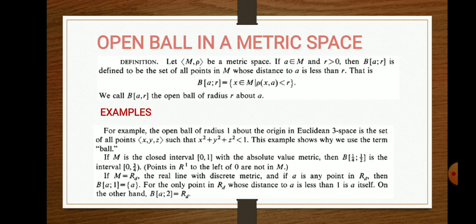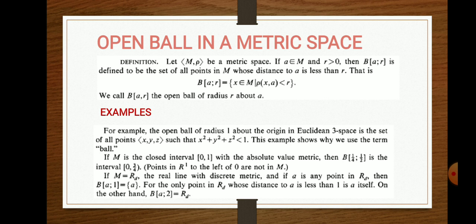Next one is the open ball in a metric space. Let (M, rho) be a metric space and choose the element a belongs to M and a radius R which is a positive real number. Then the open ball B with center a and radius R is defined to be the set of all points in M whose distance to a is less than R. In symbols, the set of all x belongs to M with the condition that rho of x comma a, that is the distance from x to a, is less than R.